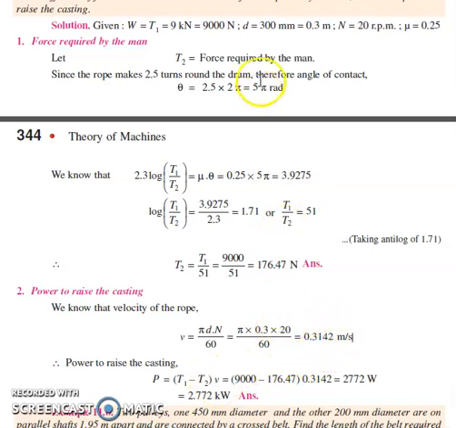Therefore the given diameter is 300 mm, converting it to meter is 0.3 meter, and now substitute pi d n by 60. N is 20 rpm, which has already been given. Substituting with that, we can identify what the velocity is. Speed is 0.3142 meter per second. And now calculate what the power is in terms of watt or kilowatt. It is 2772 watt or 2.77 kilowatt.